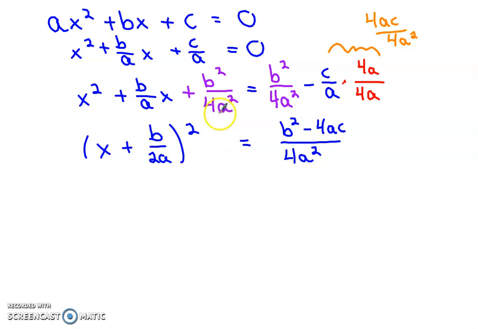We ended up with b squared over 4a squared, and it's what we added to both sides. And then we factored down here to get a squared binomial, and then we had to clean this mess up here into one fraction. So now we've got it done. Now I can square root both sides, just like I've done before.